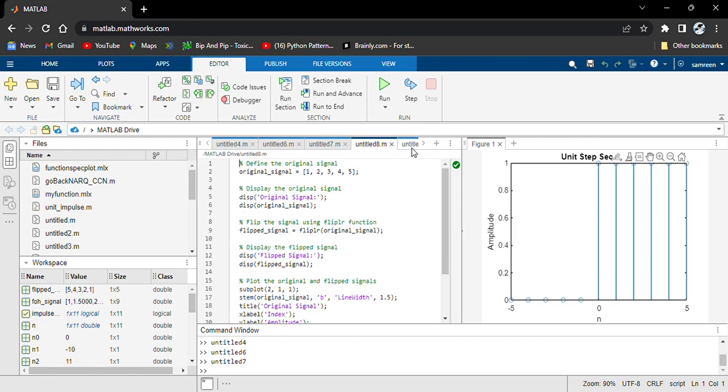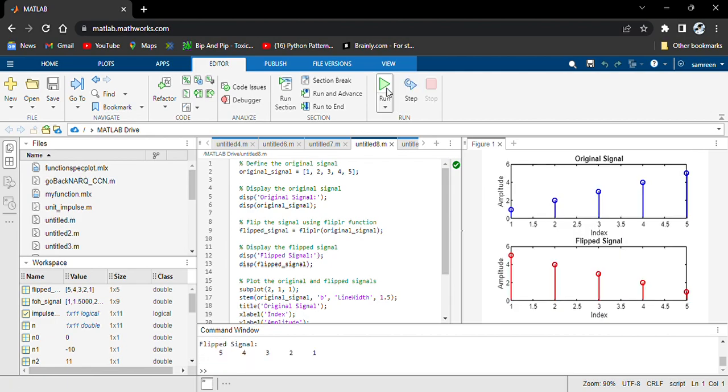Next we have task number 7, a flip signal. Firstly we define our flip signal, and it has two values of n, one for the original and a second for the flipped signal. So we can run this function. We can observe that we get two subplots. The first subplot is for the original signal and the second subplot is for the flipped signal.